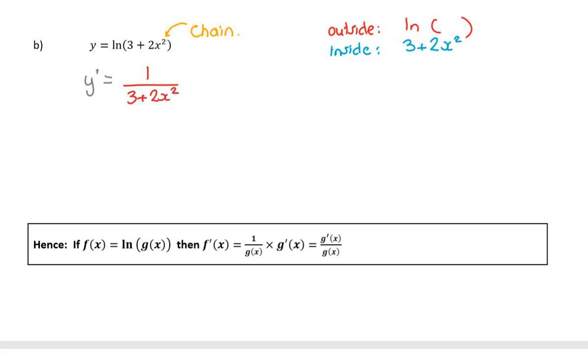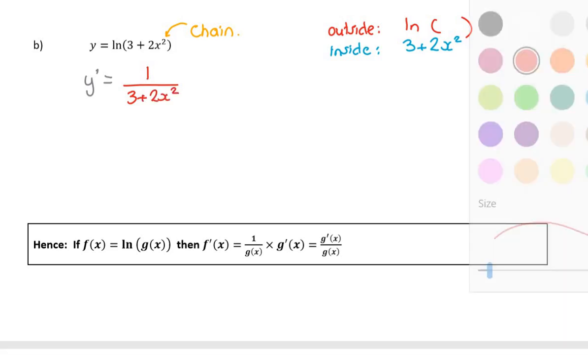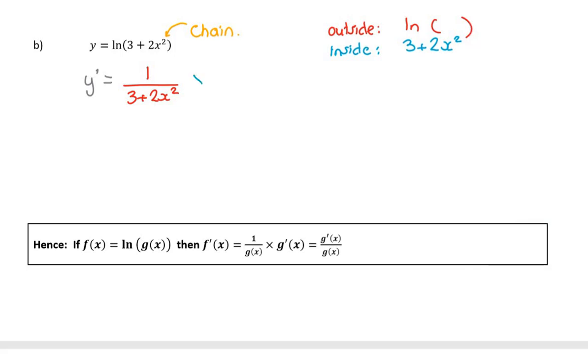So it's 1 over 3 plus 2x squared, and then I need to multiply by the derivative of the inside function, because that's what the chain rule says. Differentiate the outside multiplied by differentiate the inside, and this inside function differentiates to 4x. So if I just write this a little bit more neatly, we'll end up getting 4x over 3 plus 2x squared.